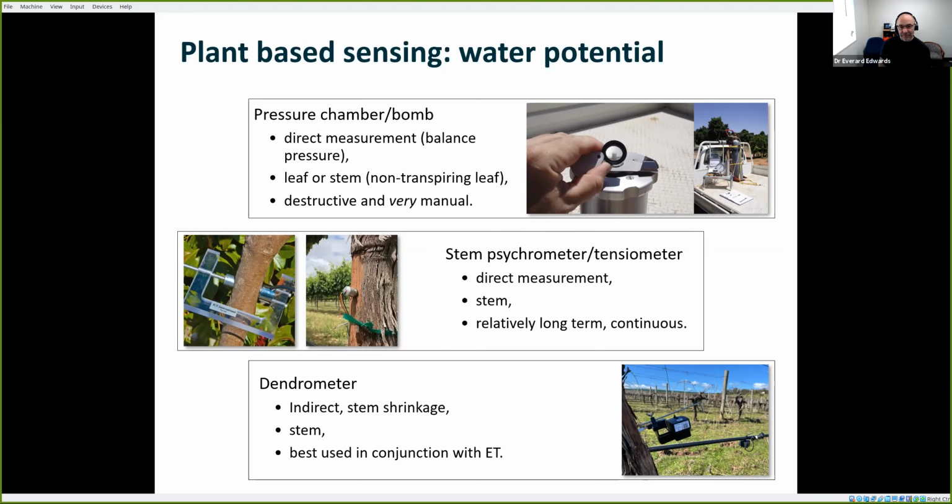Related to these measurements, we can also use dendrometers. This is an indirect measure.